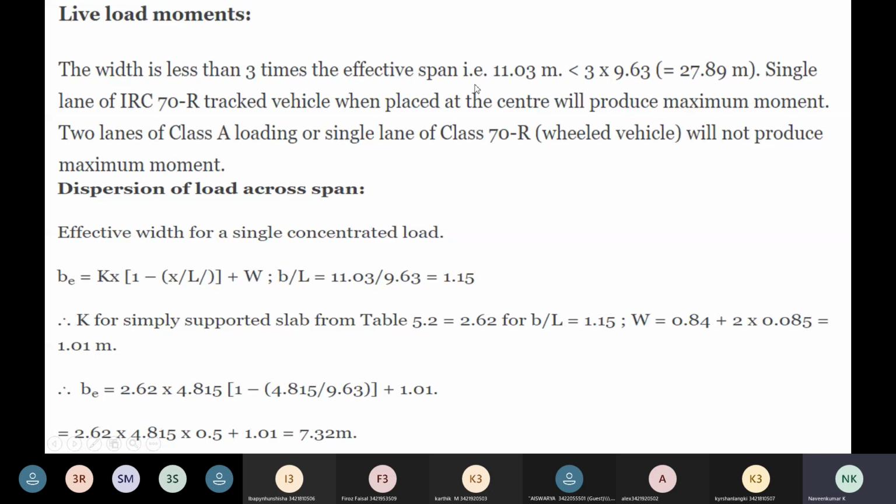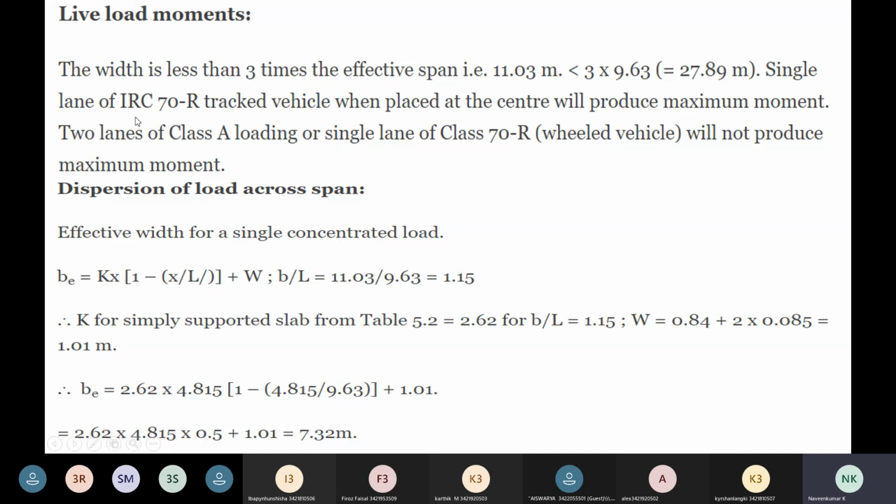What they have given is that the width should be lesser than 3 times the effective span. The width is 11.03. It is lesser than 3 into 9.63, which is 27.89 meters. So for a single lane of IRC 70R tracked wheel, when placed at the center, it will produce the maximum moment. So there will be a maximum moment at the center.